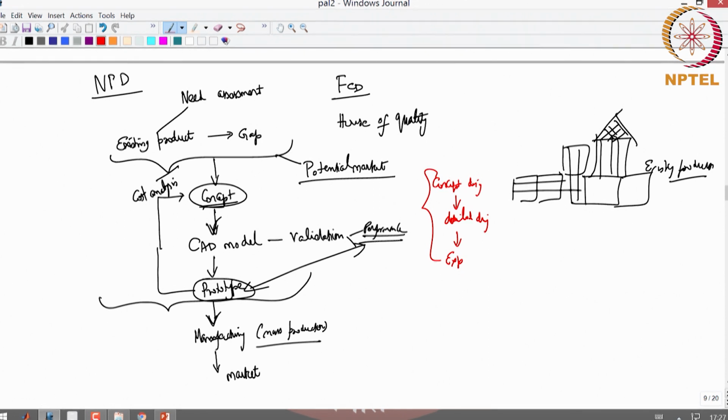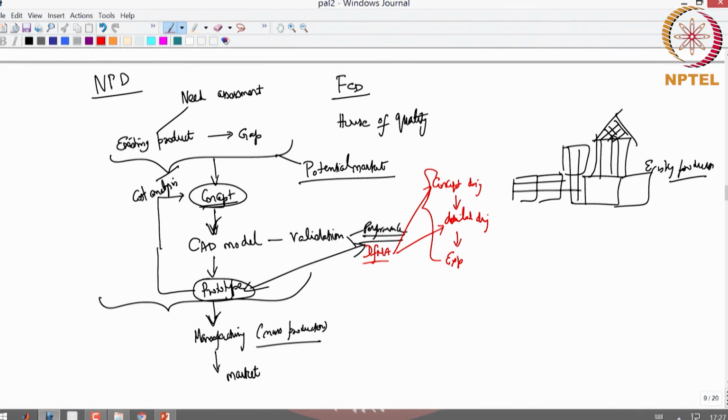It should be used after the CAD model, before manufacturing the prototype. So you can talk about this. It can also be a part of the detailed design. Okay. It can also be part of the concept design. I mean, that's what I've written here.